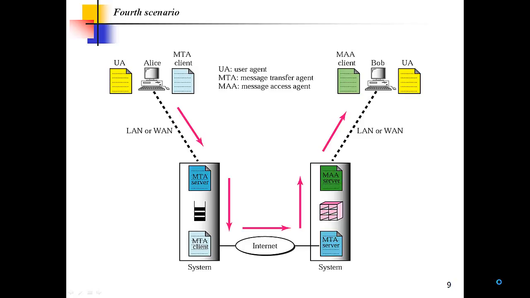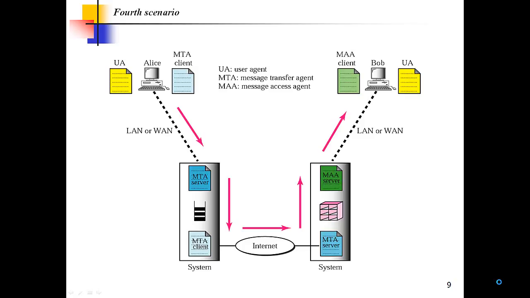Finally, the fourth and most common scenario, Alice is still sending an email as a user agent. The MTA client mechanism then sends the email to an MTA server on the LAN or WAN. This is coupled with an MTA client, so they're bundled. That's the destination system for the UA. Then the MTA client sends the email out over the internet.